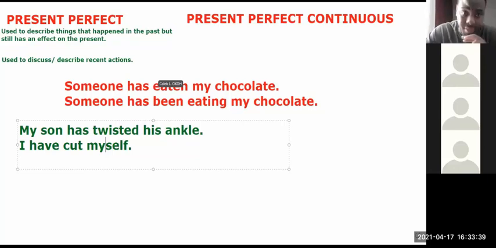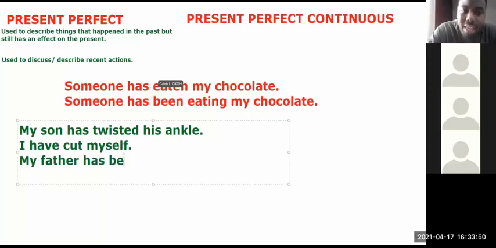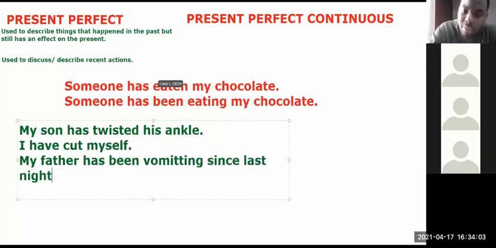So I have cut myself. It's one situation here, right? But if it is a continuous thing happening, for example, my father has been vomiting. Now, we have seen this word vomiting, since last night. If I say here, my father has been vomiting, automatically you understand it is not once.